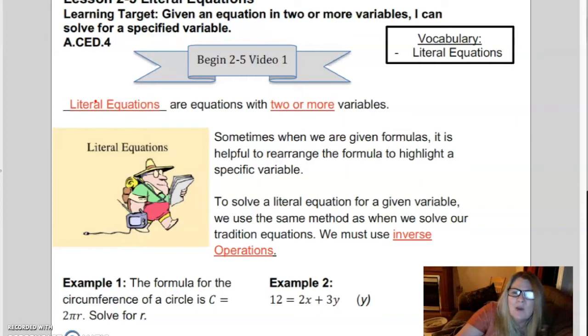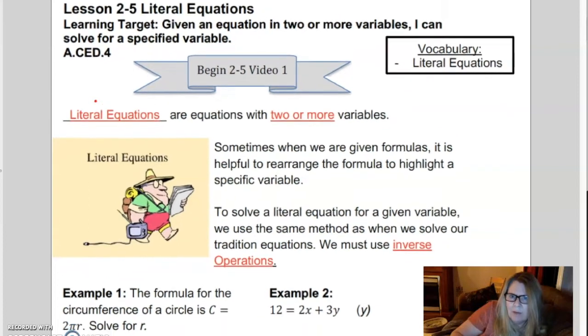Okay, and so most of the things that we know are formulas. Formulas like the area formula, the area of a rectangle, or the circumference of a circle, or any of those kind of things. So if we're going to solve for a specific variable, say we had the area formula, the area of a rectangle.